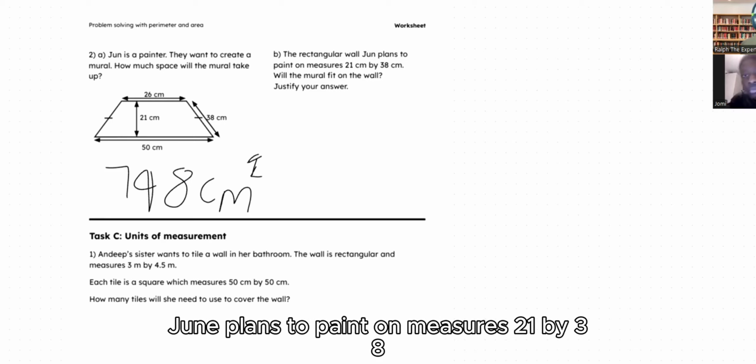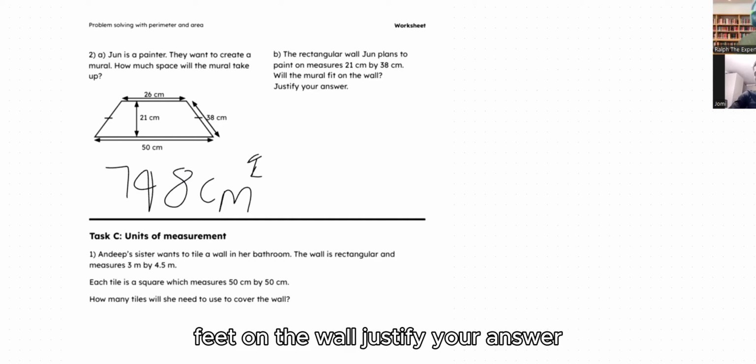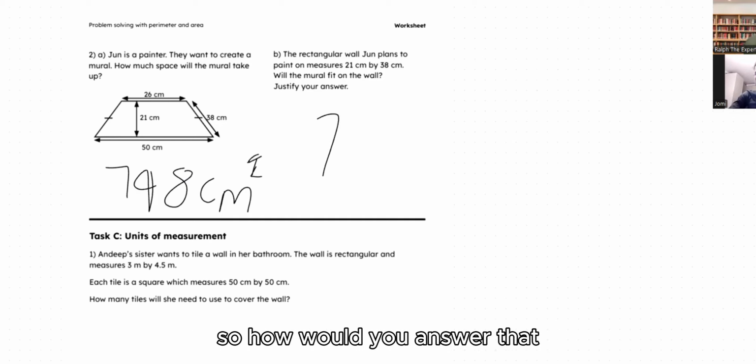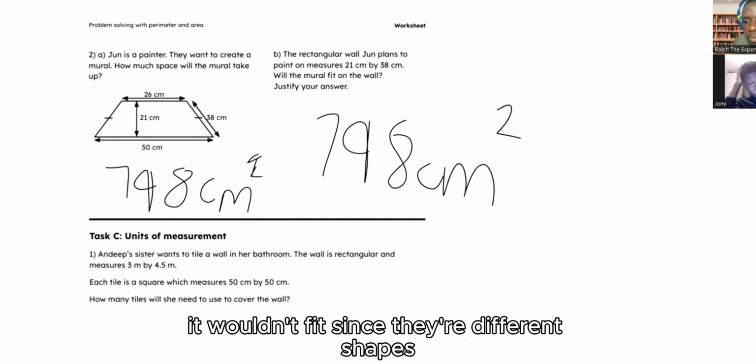The rectangular wall June plans to paint on measures 21 centimeters by 38. Will the mural fit on the wall? Justify your answer. So how would you answer that? It wouldn't fit since the different shapes.